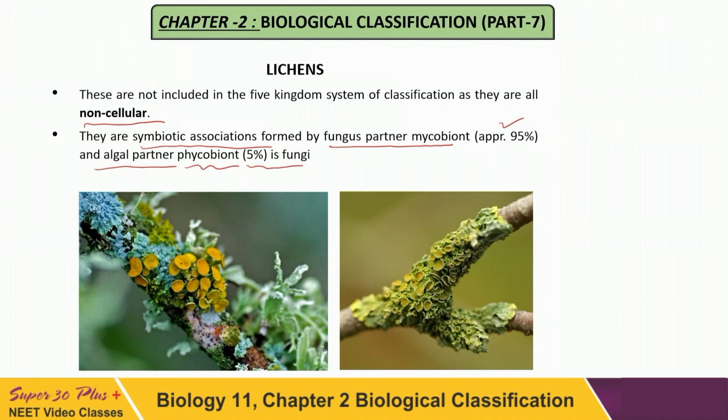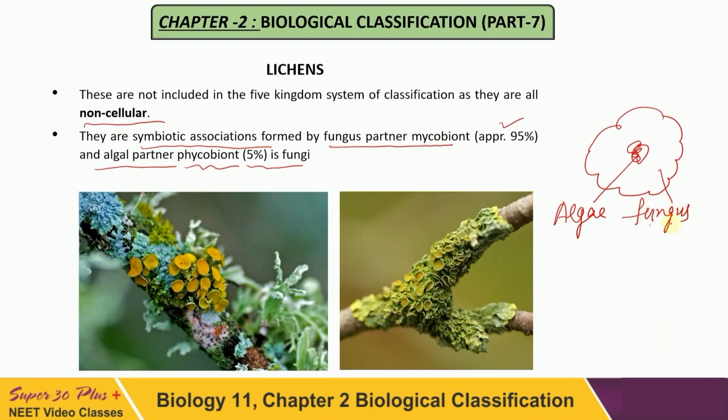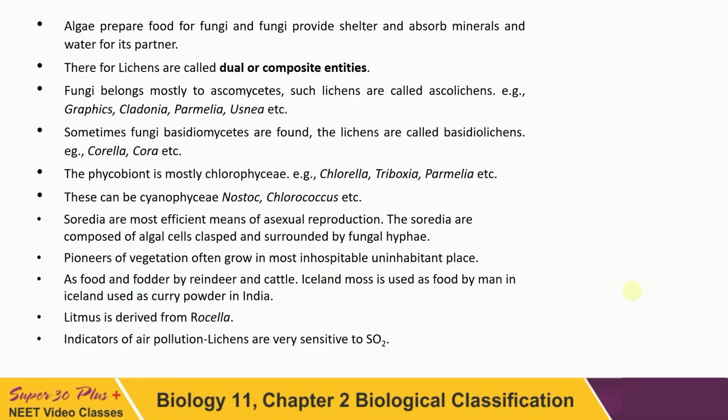If you see the structure of lichens as you have seen here, the inner mass of the lichen is made of algae. This is the phycobiont, and it is surrounded by the fungal partner, which makes about 95%. As it is made up of two entities, lichens we may call a dual organism, or a composite organism.